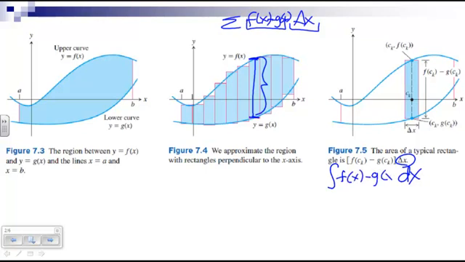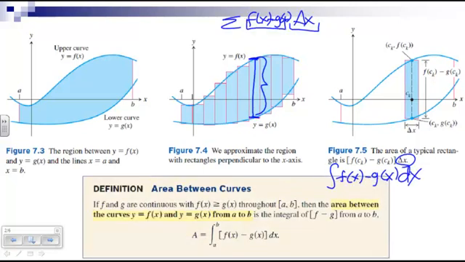and inside of here, we get f of x minus g of x, which leads us to the conclusion of this slide: if the curves f of x and g of x are continuous, and f of x is always larger than g of x, then the area between the curves of f of x and g of x from a to b is equal to the integral from a to b of f of x minus g of x dx.